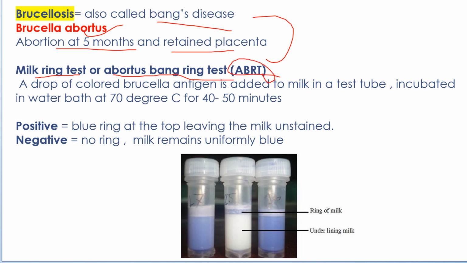So in this, we put Brucella antigen in the milk test tube, and we incubate it at 70 degree water bath for 40 to 50 minutes. If you can see in the picture, there is a blue line. If there is a blue ring at the top, then it is positive, that means the milk contains the Brucella bacteria. And if there is no ring, that means the milk remains uniformly blue, then it is negative. So it means the test is negative and the Brucella abortus bacteria is not present. This test is important, can be asked in the examination, so remember it properly.